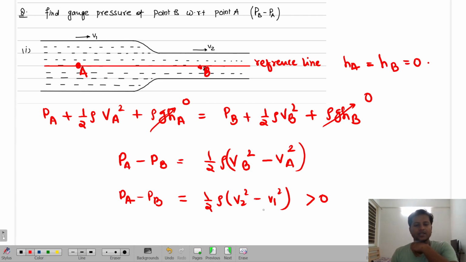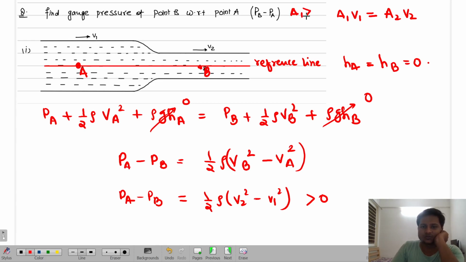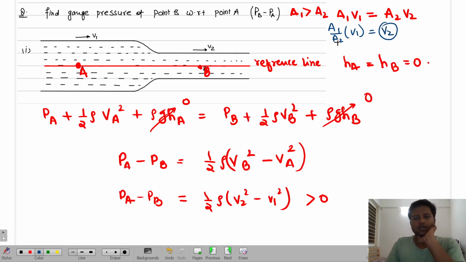That means one thing. Let me ask you, let's suppose if I write A1 V1 is equal to A2 V2, and A1 is bigger than A2, okay. Now look over here, if A1 is bigger than A2, that means what? I can write A1 by A2 times V1 is equal to V2 if I want to find V2, isn't it? So look over here. When A2 is less, V2 will be more.